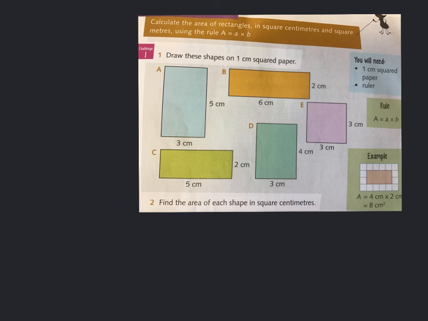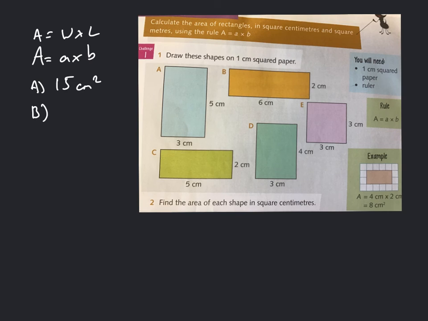So if we look at shape A, you can see here that it was 5 centimetres long and 3 centimetres wide. So using our rule for finding the area, which is A times B, the area is the width times the length, or the length times the width. So we're multiplying the length and width together, and A was 15 centimetres squared, 3 times 5.